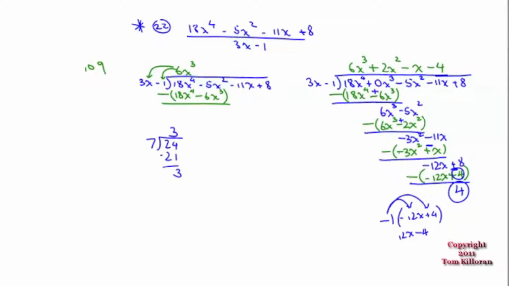24 divided by 7. There we go. 3.428... An ugly decimal. So where is that ugly decimal here? 3 over 7. It's 3 over 7.